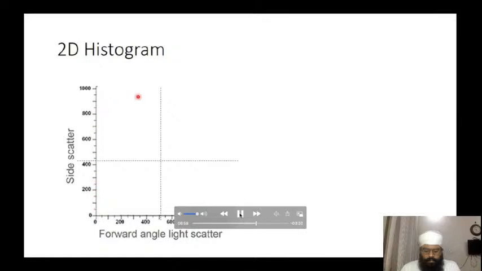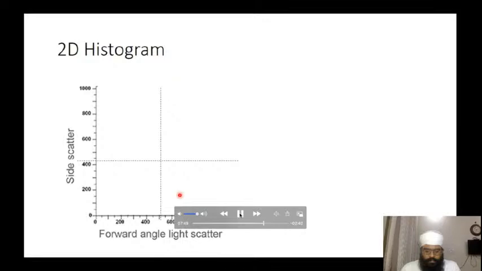If the cell appears in the upper half, it means that it gives a high signal on the side scatter detectors, so it means that the cell is complex. If the cell appears on the right half, it means that the cell gives high signal on the forward scatter, which means that the cell is big. And if the cell appears here, it means that the cell is small. So if the cell appears, for example, in this quadrant, it means that the cell is small and simple. If the cell appears here, it means that the cell is small but complex. Here, it means that the cell is big and complex. And here, it means that the cell is big but simple.